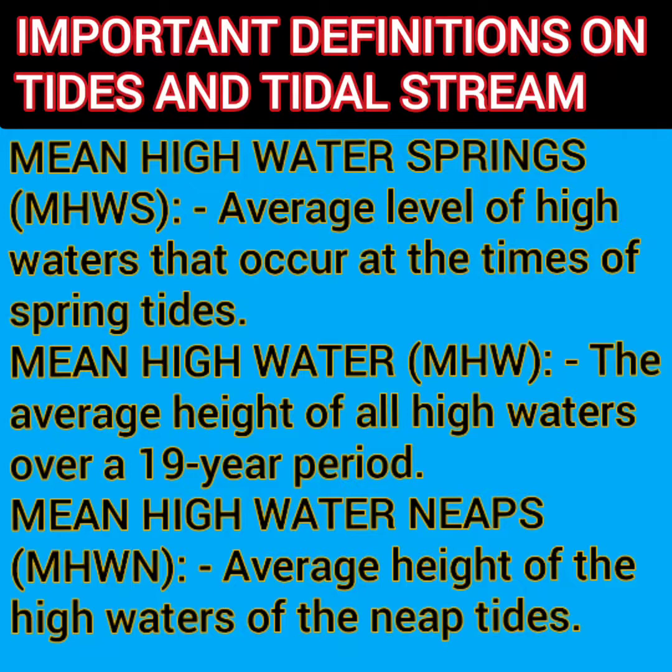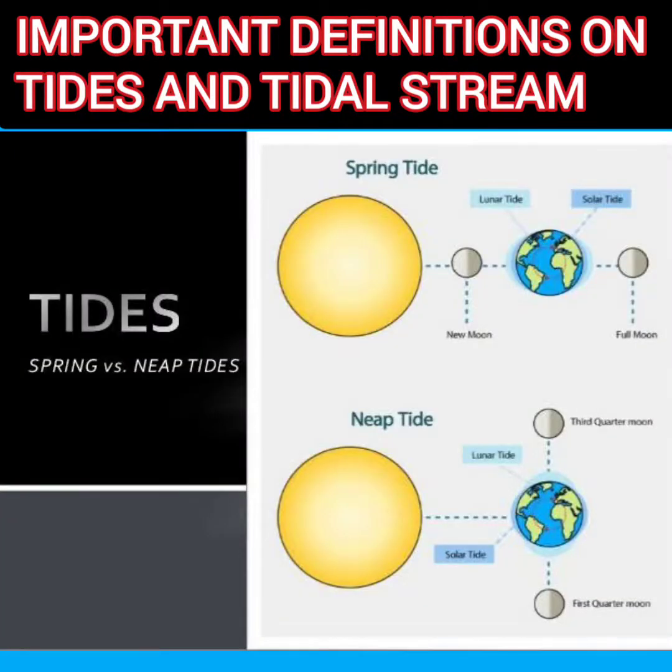Then there is mean high water. This is the average height of all the high waters over a period of 19 years. So, mean high water is like an average of neap and spring tide for a long period of time. Then, mean high water neap is the average height of high water of the neap tides. And to refresh your memory, spring tide is when sun, moon, and earth are in one straight line, and neap tide is when earth, moon, and sun are forming a right angle triangle.